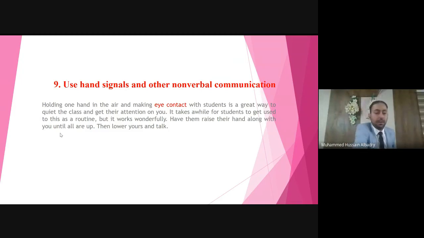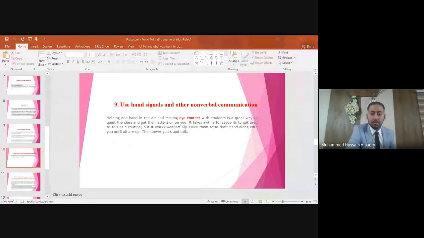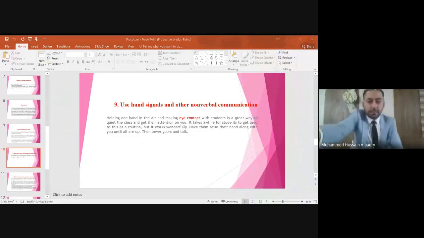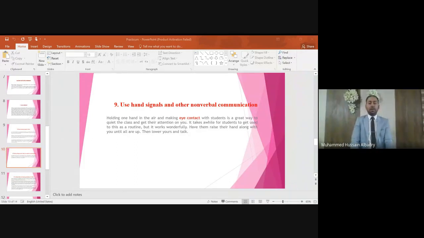As a teacher, standing or sitting in front of the students, eye contact is very important. You have to control all your students by using your eye contact. You should not be afraid of the students. You should not turn your head back and give your back to the students. You should control your students. Look at them.